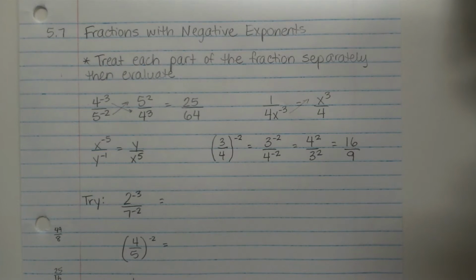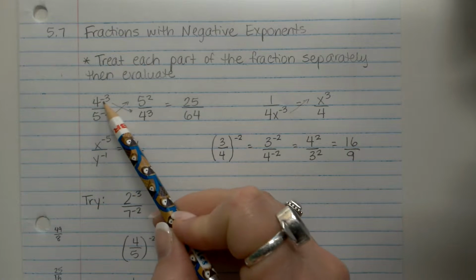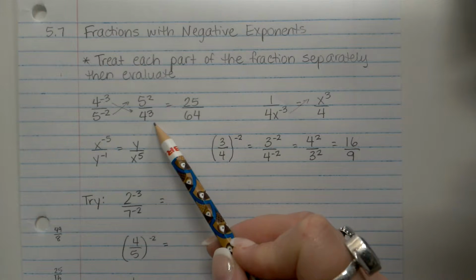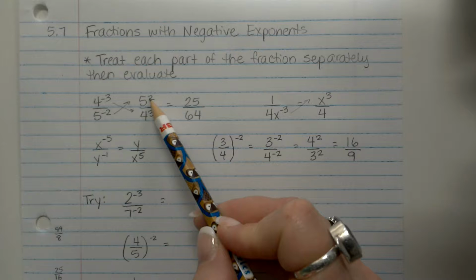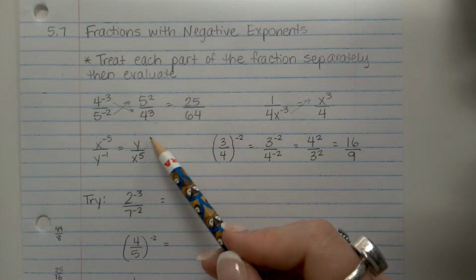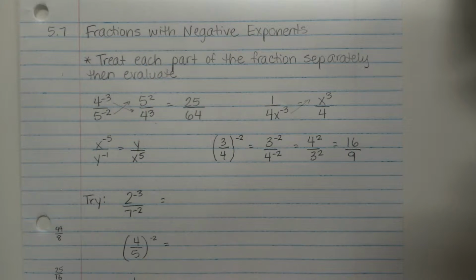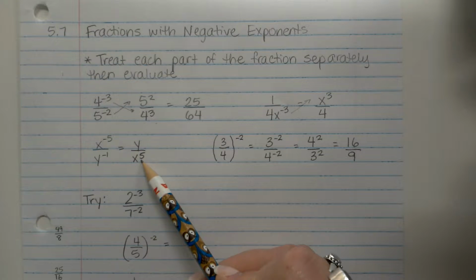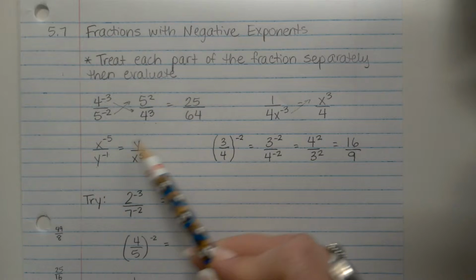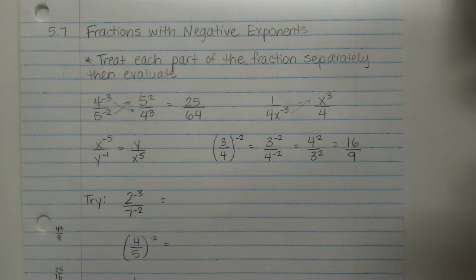All right, let's look at the next part, fractions with negative exponents. What you're going to do is treat each part of the fraction separately, then evaluate. So this 4 to the negative 3, remember the negative just says, hey, put this guy down here. And this 5 to the negative 2 says, hey, I'm in the denominator, move me up to the numerator, which is just the same as before. And then you evaluate each piece like you would before. X to the negative 5th says, put this x to the 5th in the denominator. Y to the negative 1 says, put the y to the 1st power in the numerator because that's where it's not.